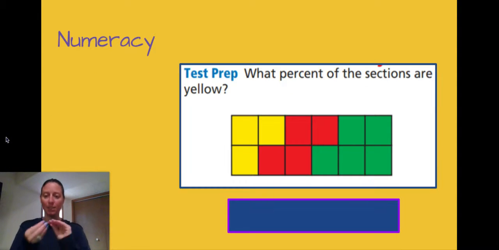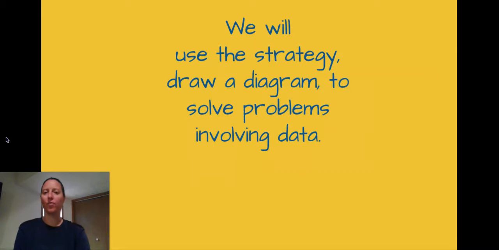Our numeracy for today is what percent of the sections are yellow? So you have to figure out the total number and how many of those out of the total are yellow. Today we will use the strategy draw a diagram to solve problems involving data.